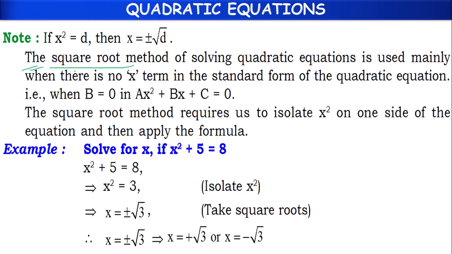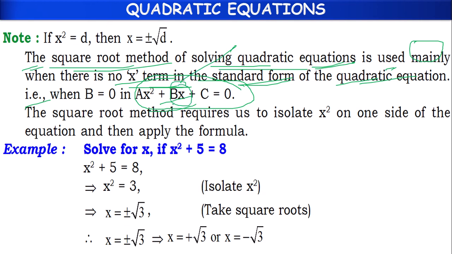So the square root method of solving quadratic equations is used mainly when there is no x term in the standard form of the quadratic equation. The equation is ax square plus bx plus c equal to 0. When there is no bx, the b value will be 0, which is an example of a pure quadratic equation.